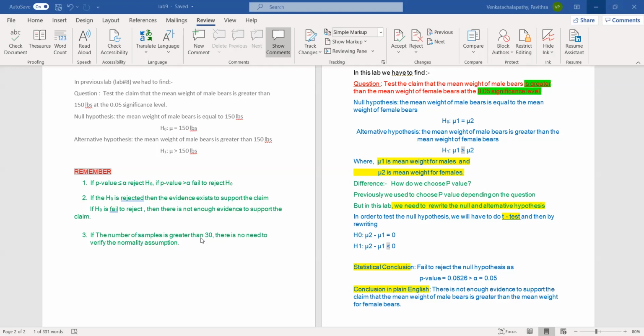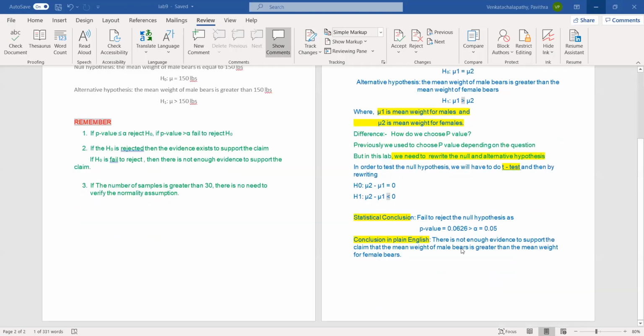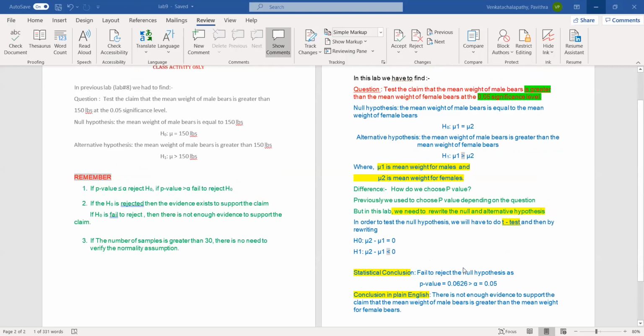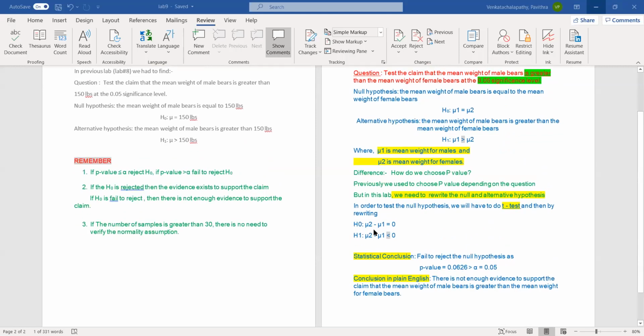Even if it is not normal, you are supposed to say it is normally distributed because the number of samples is greater than 30. Okay, so these are the key points for you. And now, I told you that you'll be rewriting the null and alternative hypothesis, then find your p-value and give the statistical and plain English conclusion.